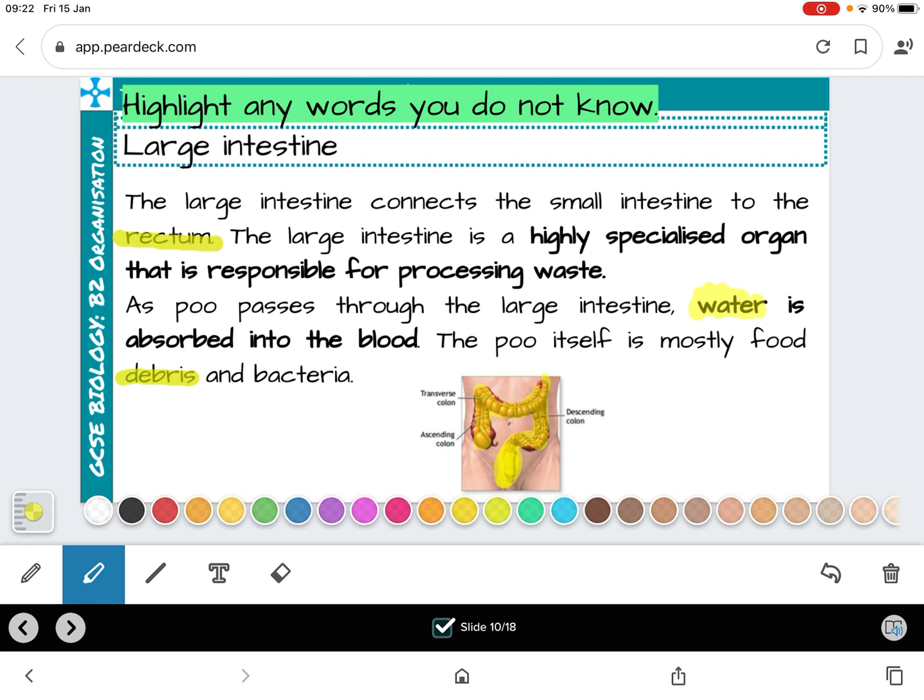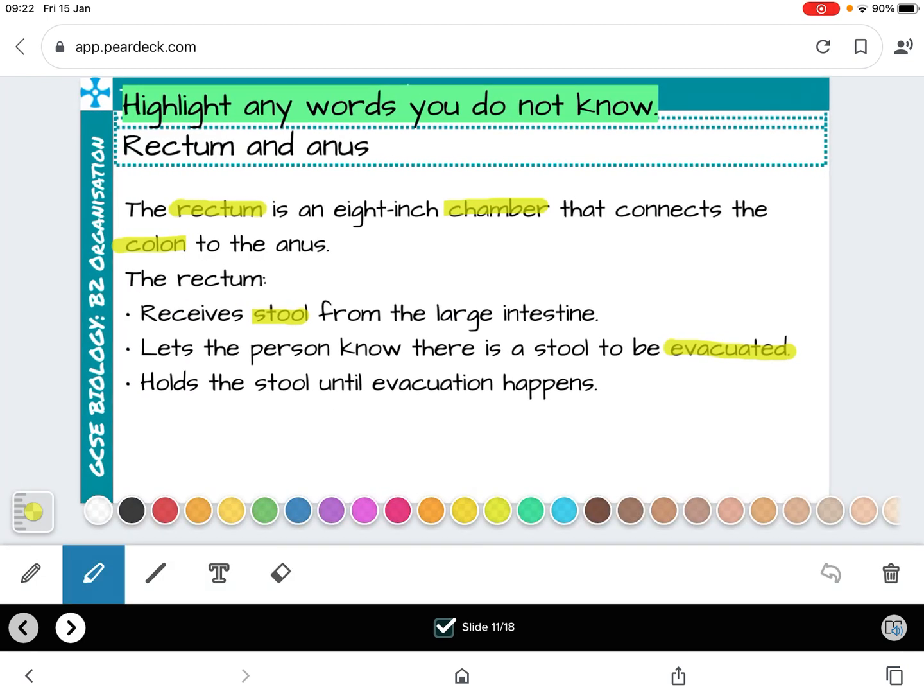If you eat a lot of plants, we can't really digest cellulose, so things like sweet corn will come out in your poo because we can't break it down and absorb it. The rectum is an 8-inch chamber. So the rectum is the very last bit of your intestines. It's where the poo is held before it comes out of your bottom. A chamber is like a cave or a cavern. It's like a hole or a tube in this case.